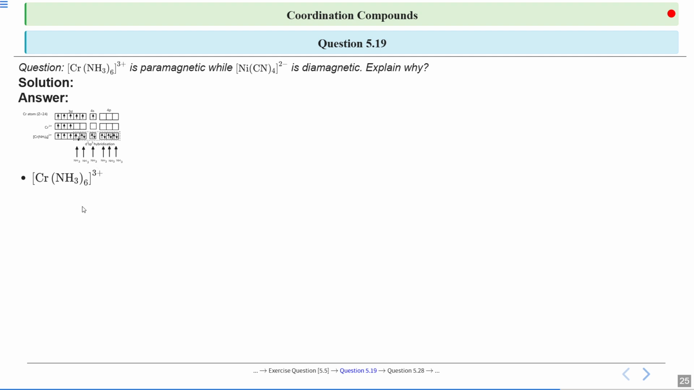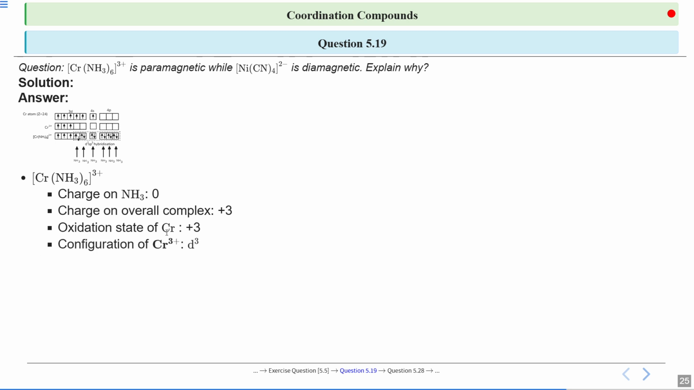So for this complex [Cr(NH3)6]3+, the charge on ammonia is 0. So the charge on the overall complex is +3, and the oxidation number of chromium will become +3. The configuration of chromium 3+ is d3. We have a weak field ligand, ammonia, present here. So does pairing of 3d electrons happen? No, it does not happen. So hybridization will be d2sp3.